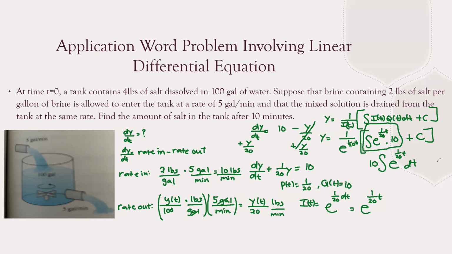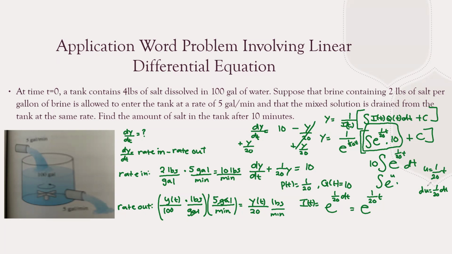So how do you take the integration of e to the 1 over 20t? Use substitution. You're going to use u as 1 over 20t, and then if you take du, what's the derivative of 1 over 20t? It is 1 over 20 dt. So you're going to replace this with e, replace 1 over 20t with u, and replace dt with du.